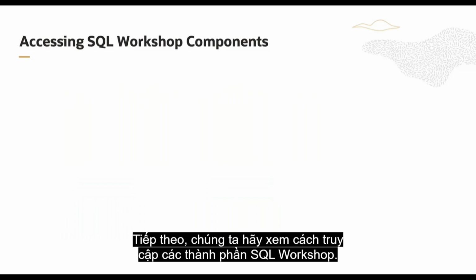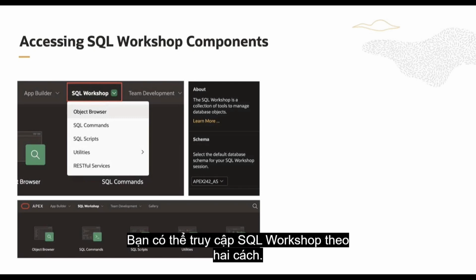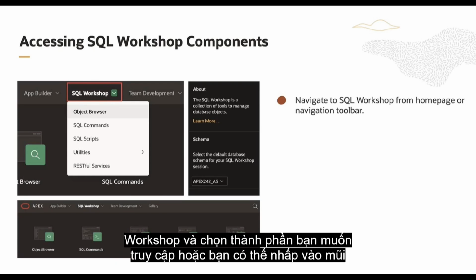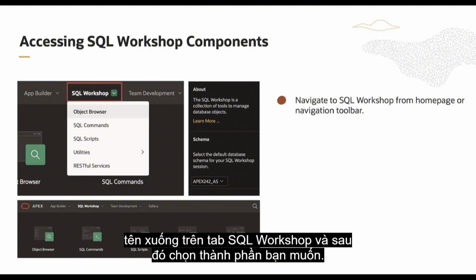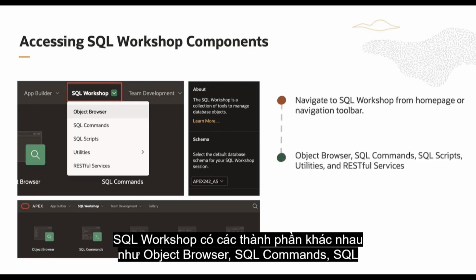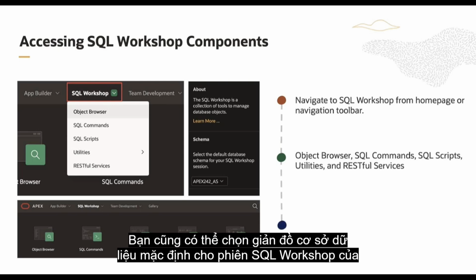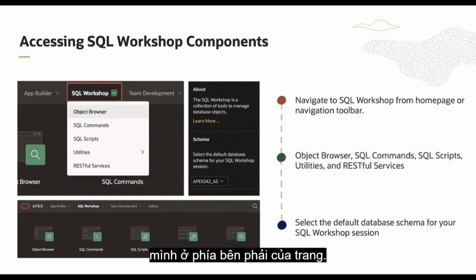Next, let us see how to access the SQL Workshop components. You can access SQL Workshop in two ways. To access SQL Workshop from the Apex homepage, you can click on the SQL Workshop icon and select the component you wish to access. Or you can click on the down arrow on the SQL Workshop tab and then select the component you want. SQL Workshop has different components like Object Browser, SQL commands, SQL script, utilities, and RESTful services. You can also select the default database schema for your SQL Workshop session towards the right side of the page.